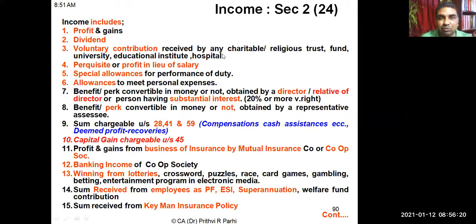Voluntary contribution received by any charitable or religious trust, fund, university, educational institute, hospital, etc. So all these voluntary contributions are also income. Perquisites or profit in lieu of salary. Perquisites means certain non-monetary benefit. What is profit in lieu of salary? There is a specific definition.